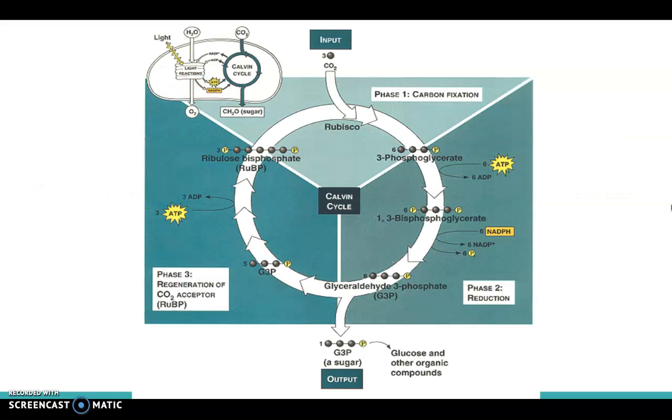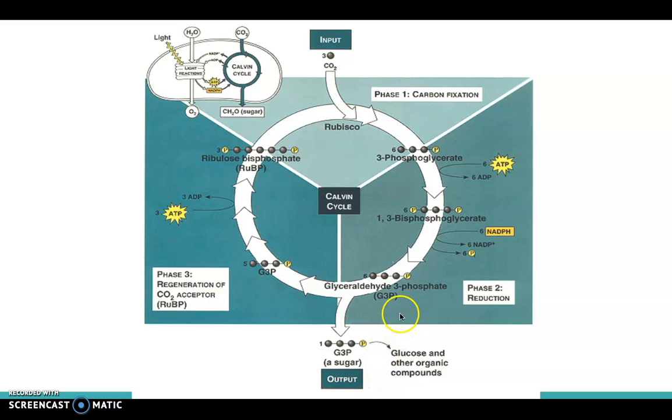Okay, and at this point, what happens between the end of phase 2 and the beginning of phase 3 is that, if you're using 3 carbon dioxides, you end up with a total of 6 glyceraldehyde 3-phosphate, G3P. And one of these 6 molecules actually leaves, and this G3P is going to go into another metabolic process where it's going to be able to create glucose.